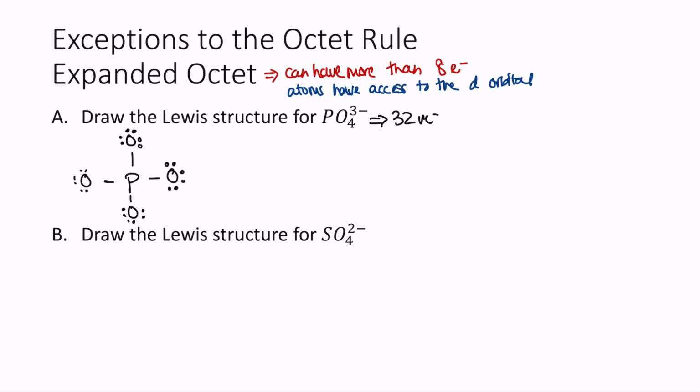I can draw lone pairs on each one of my oxygens. I made 4 bonds. So we're going to have 32 valence electrons minus 4 bonds times 2, which will give us 8 bonding electrons. And that means we are going to have 24 valence electrons left. I put 6 electrons around each one of my 4 oxygens, so I used all of my valence electrons.